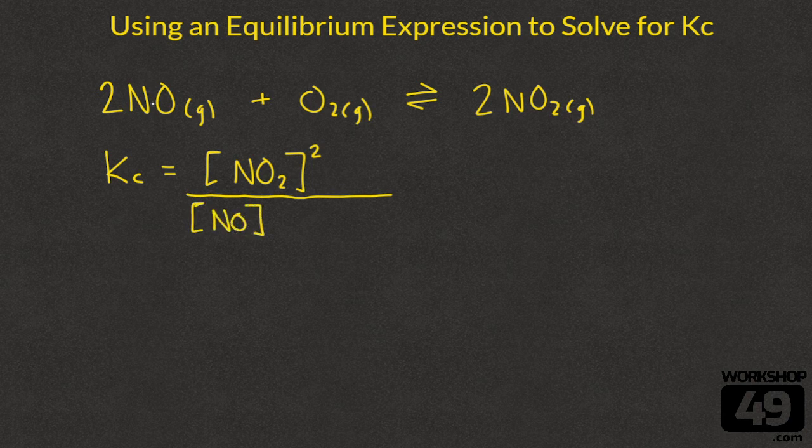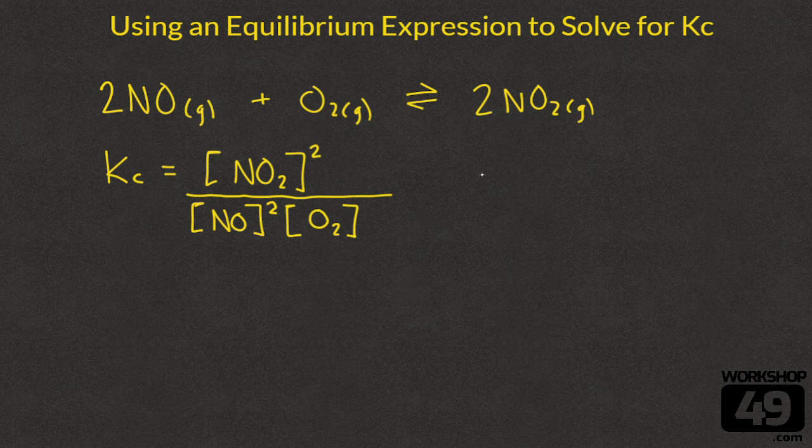That NO has a coefficient of 2, so we need to raise this to a power of 2. Multiplied by our other reactant, the concentration of oxygen, which doesn't have a coefficient other than 1, so we can just leave this as 1.